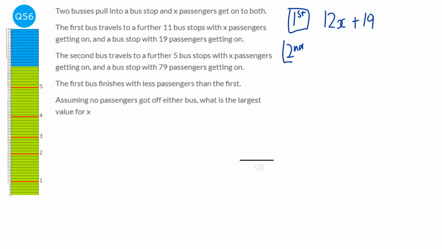Now for the second bus, well, we start with x, and a further 5x come on, because 5 bus stops with x passengers, so that's 6x altogether. And then 79 get on. And it says the first bus finishes with less passengers than the second. So the first bus finishes with less, and the way we show that is with this inequality here.